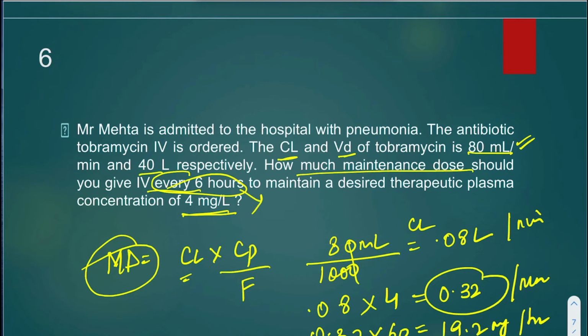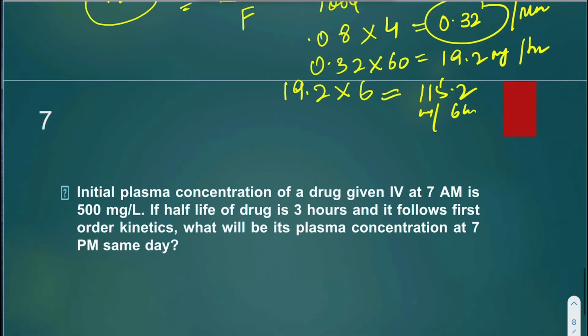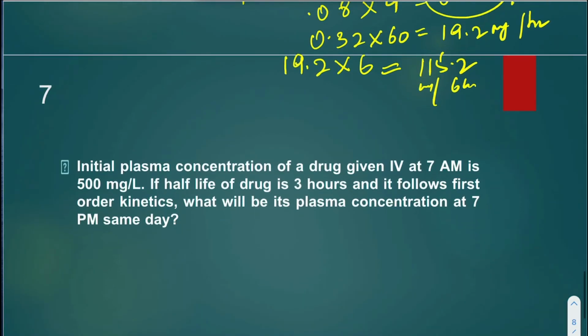So you will have to change the units accordingly, right? Okay, now the last one is: the initial plasma concentration of a drug given IV at 7 a.m. is 500 milligrams per liter. If the half-life of the drug is 3 hours and it follows first order kinetics, what will be the plasma concentration at 7 p.m. on the same day?